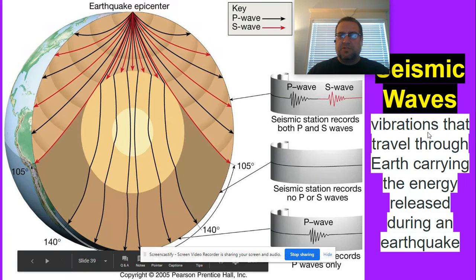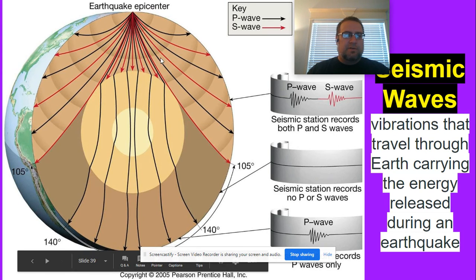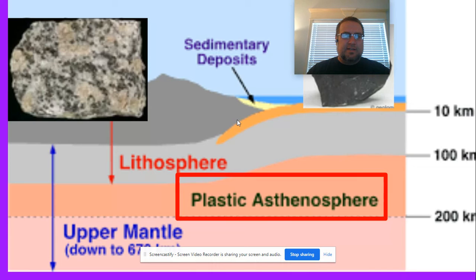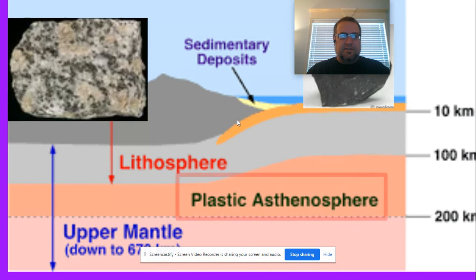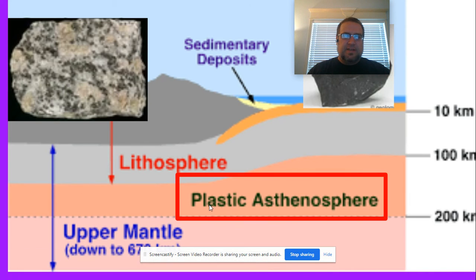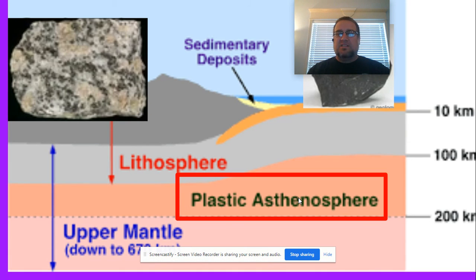So seismic waves are just vibrations that travel through the earth, carrying energy from an earthquake. So that's what seismic waves are. All right, so that's the basics of what the inside of the earth is made of. Okay, one thing I forgot to talk about was the asthenosphere. The asthenosphere is in the upper mantle, and it's plastic in that it's very moldy. It's that upper mantle I was talking about before.